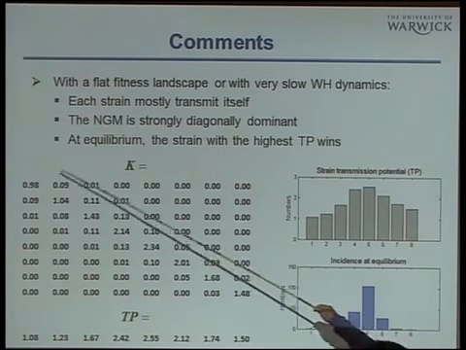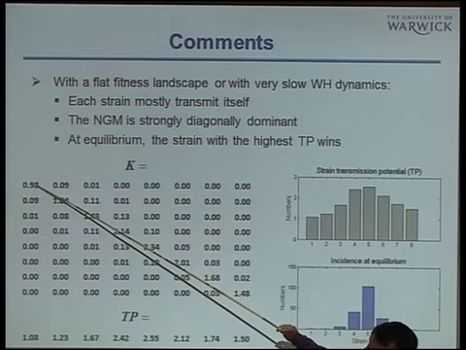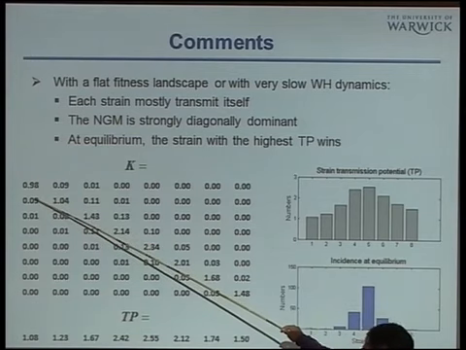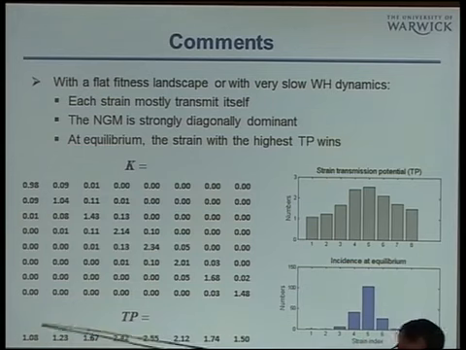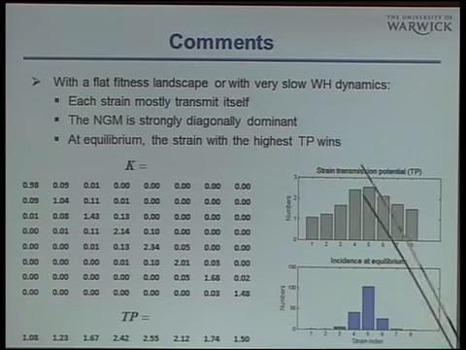So this is the next generation matrix. This is the number of individuals of type 1 infected by an individual of type 1. This is the number of individuals of type 2 infected by an individual of type 1. If I sum all of them, I get the total number of cases generated by an individual of type 1, which is the transmission potential of type 1. So summing all the columns, I get all the transmission potentials, and type 5 is the one with the highest transmission potential.